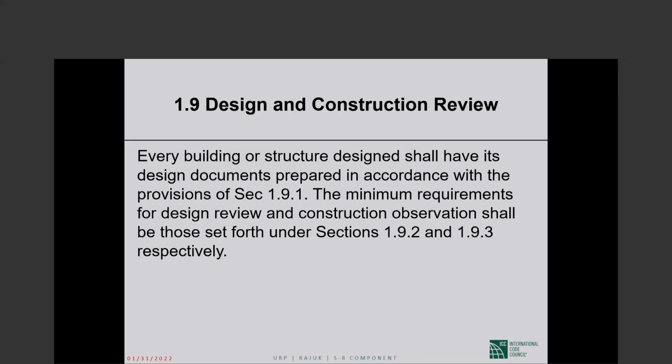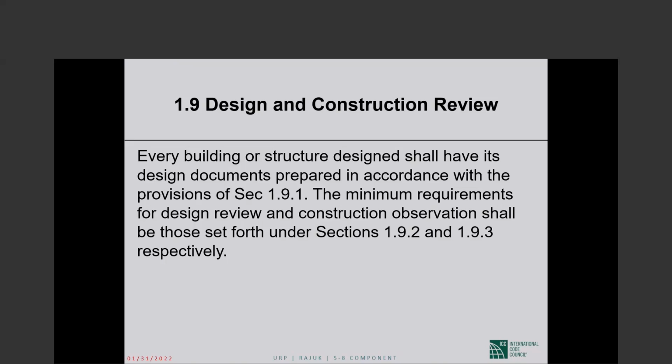Most people tend to go to the loads chapter or concrete design or steel design, directly without paying much attention to the front part. So every building or structure designed shall have its design documents prepared in accordance with the provisions of 1.9.1. We are in section 1.9, the minimum requirements for design review and construction observation.